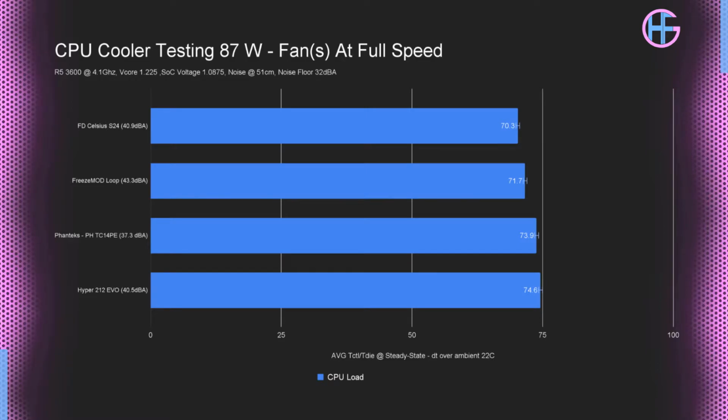Now, because I'm using the NT12044 fans, the FREEZEMOD water loop had a dBA of 43.3 while at full speed and only had a 0.4 Celsius difference between the 35 dBA and the full speed test. So running these fans at full speed in this test is really not worth it.